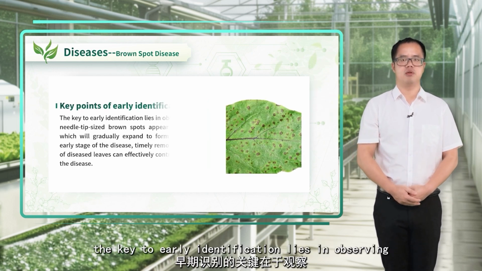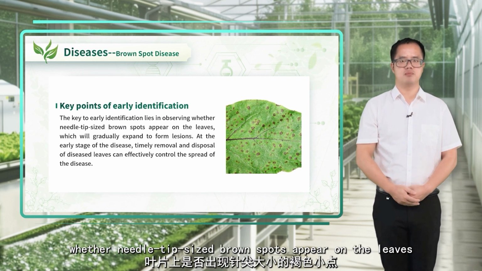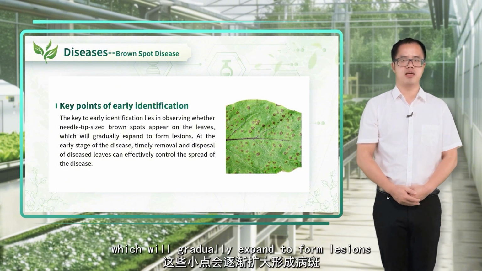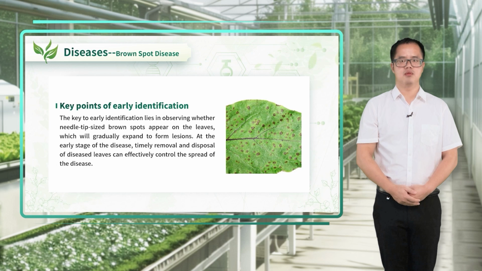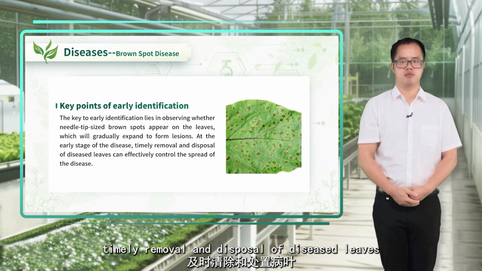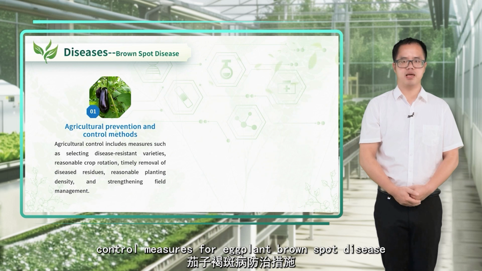The key to early identification lies in observing whether needle-tip-sized brown spots appear on the leaves, which will gradually expand to form lesions. At the early stage of the disease, timely removal and disposal of diseased leaves can effectively control the spread of the disease. Control measures for eggplant brown spot disease.